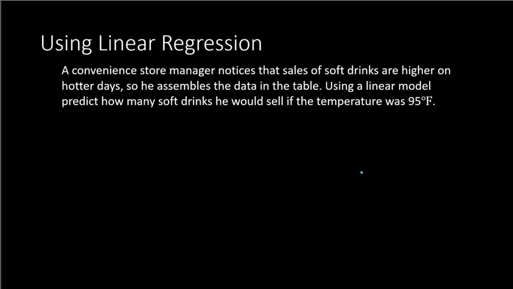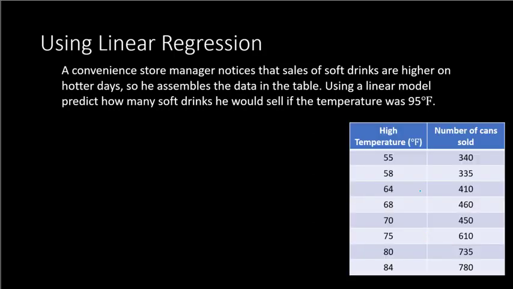Let's say that a convenience store manager notices that sales of soft drinks are higher on hotter days, so he assembles the data in a table. Using a linear model, predict how many soft drinks he would sell if the temperature was 95 degrees Fahrenheit. So let's say that he collects all this data and puts it in this table, where the left column is the high temperature of the day in degrees Fahrenheit, and on the right column we have the number of cans sold. What we can do is translate each row into an ordered pair.